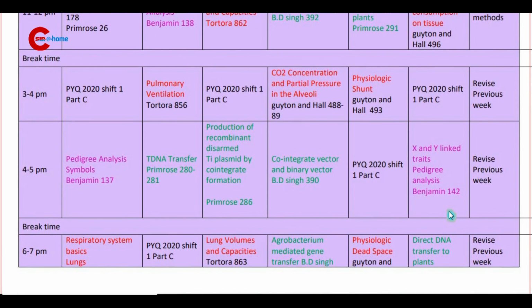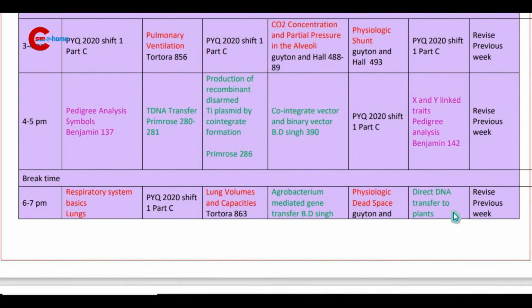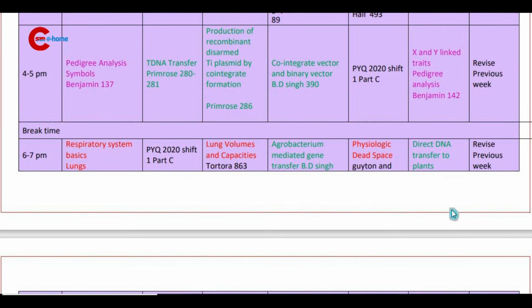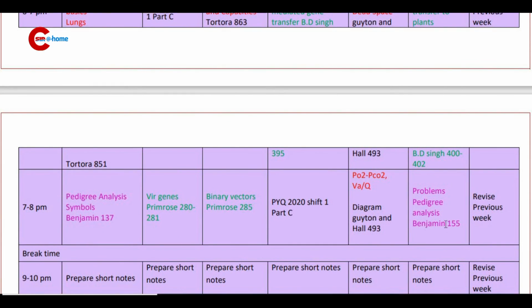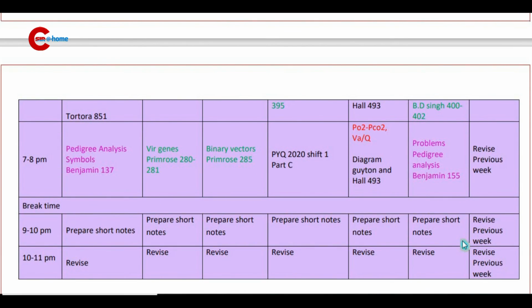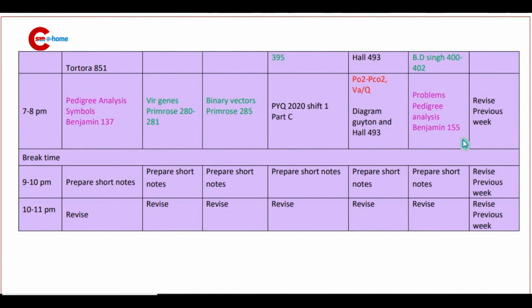6 to 7 p.m., direct DNA transfer to plants. Page number 400 to 402. There are so many methods for direct DNA transfer, so you need not study all the things. Just study the important points only. 7 to 8 p.m., problems associated with pedigree analysis, just do it. Okay, page number Benjamin 155. Then 9 to 11 p.m., revise. Okay, then day 21.